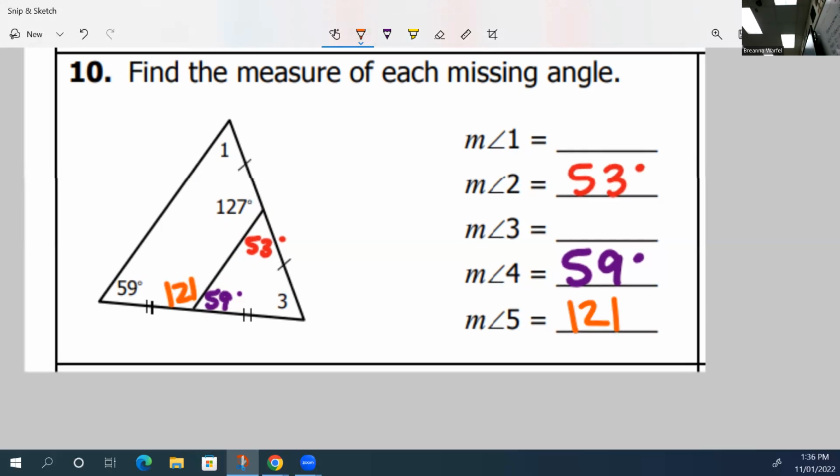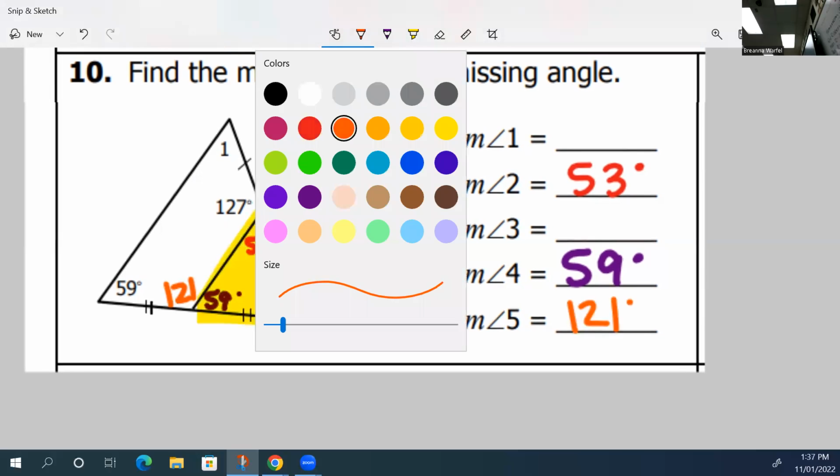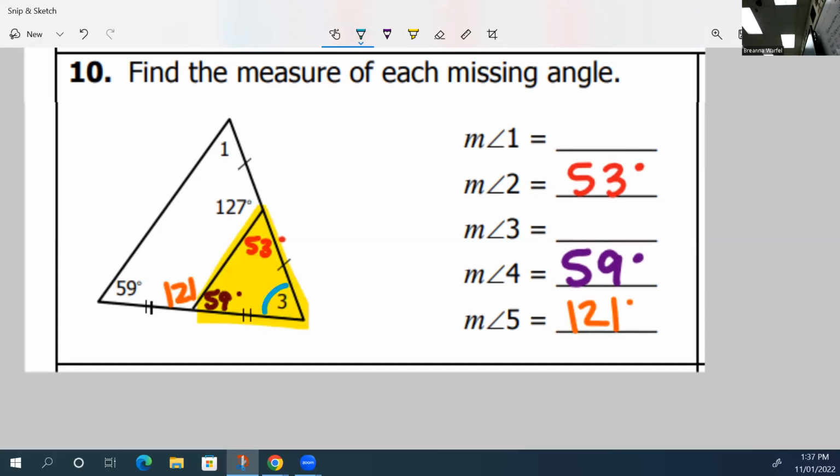Okay, so then you can look at two different things. We can look at this little triangle right here, and you can see that you only have one missing angle out of this entire triangle. So you can solve for angle 3 that way. You have 180 minus your two angles, minus 59, minus 53. So you're left with angle 3 is 68 degrees.